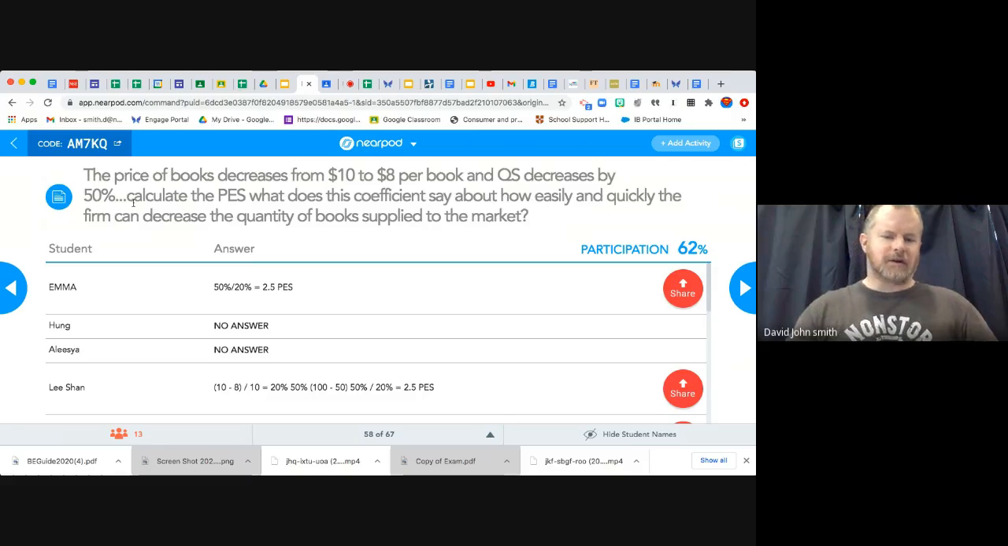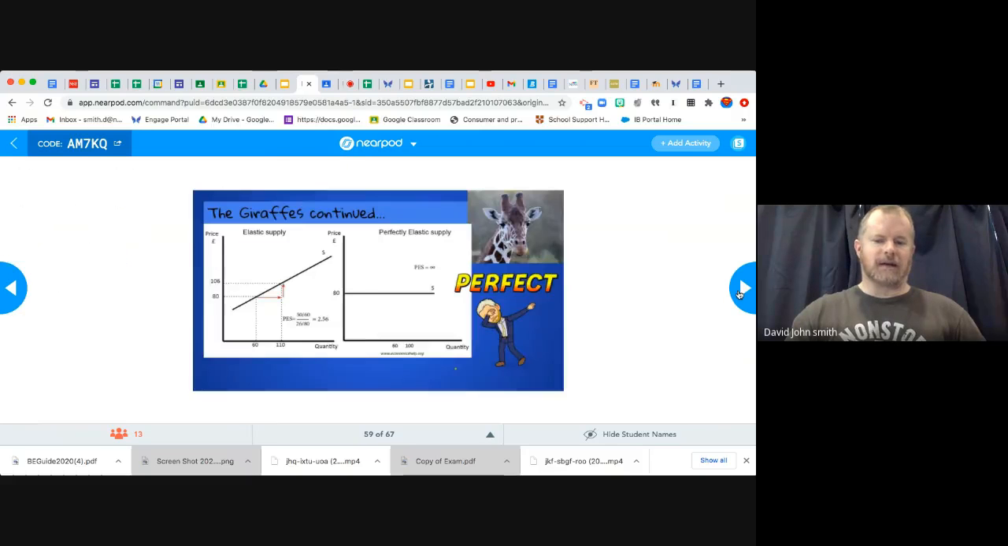How easy is it if the price was going the other way? How easy would it be for them to increase their supply of books? Well, they've got books out in the back of the shop, perhaps in the warehouse. So for something like books, you would assume it's relatively easy to increase or decrease their production, the quantity available.